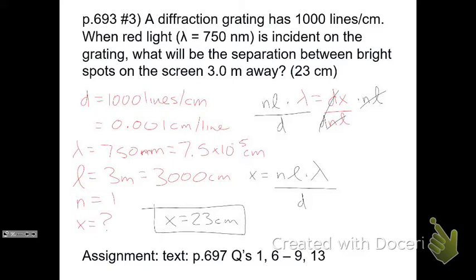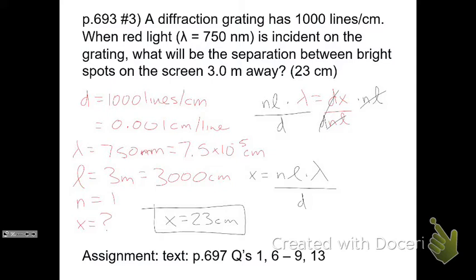Okay, so the distance between bright spots, so like the diffracted light, right? It's just saying that the distance between the bright spots are 3 meters. So the screen is 3 meters away, but what is the separation between bright spots? And so between any bright spot, if we go from 3 to 2 or 2 to 1, we're still going to have an order of 1 there, right? So that's why our n is only 1.